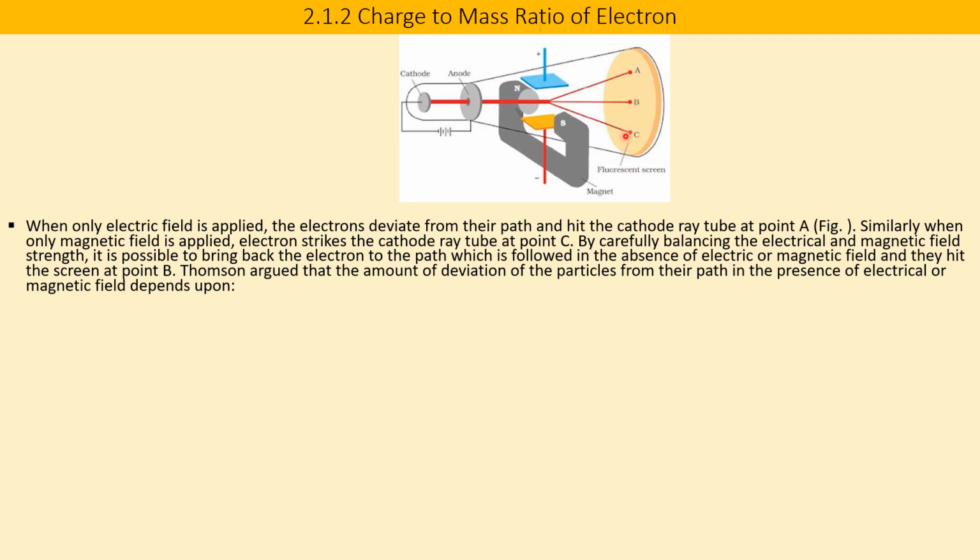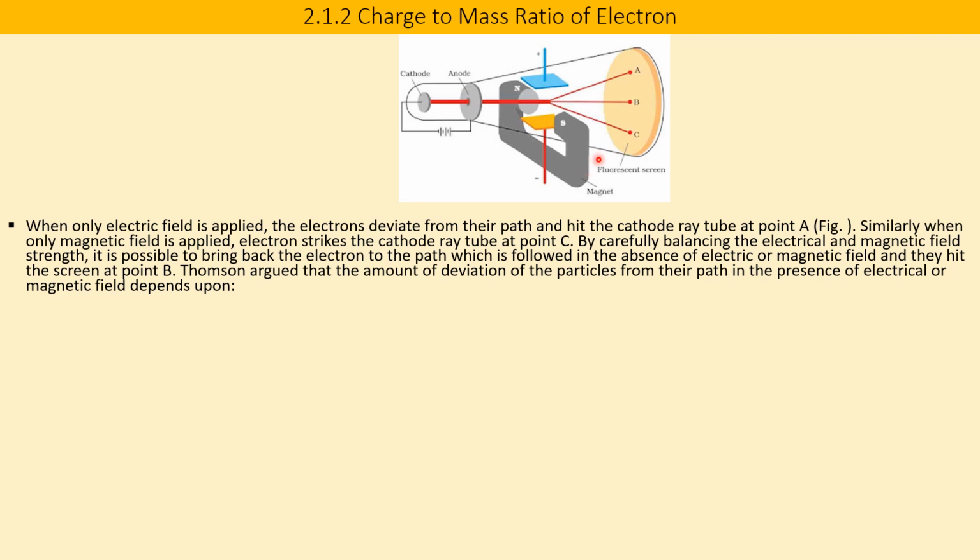By carefully balancing the electric and magnetic field strengths, it is possible to bring the electron back to the path which is followed in the absence of electric or magnetic field, and they hit the screen at point B. So, to summarize, the electrons hit at point B in the absence of electric and magnetic fields. When we apply only the electric field, it hits the screen at A, and when we apply only the magnetic field, it hits the screen at point C.